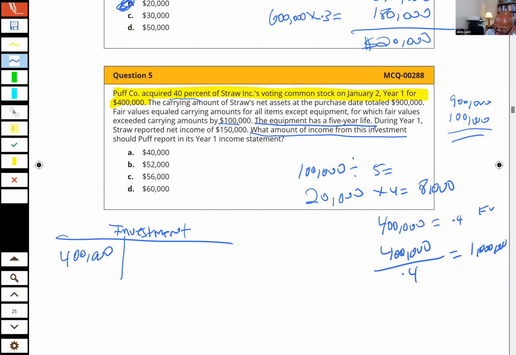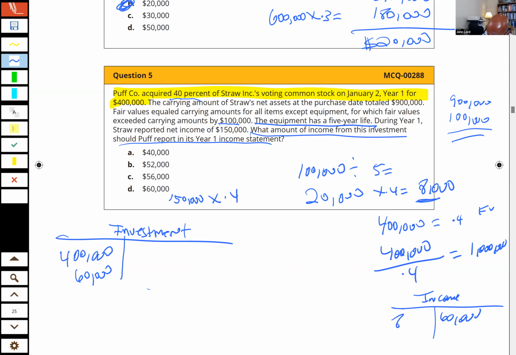Okay. And then they want what should be reported on the income statement. If I had 150,000 of income, I would have multiplied that by 0.4. I would have credited income 60,000 and debited the investment 60,000. But then I have to take my share of the excess depreciation, so I would have debited income 8,000 and credited the investment 8,000. I'm showing you the investment because the question could ask you what's the balance in the investment account at the end of this, and you end up with this 52,000.